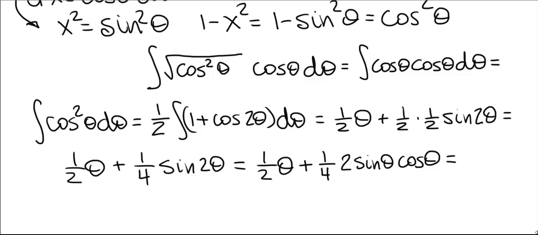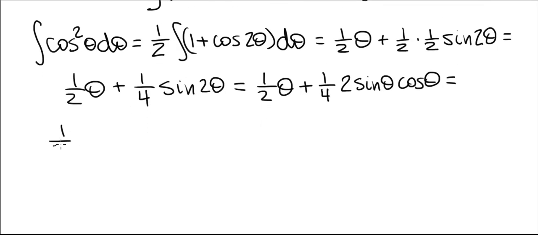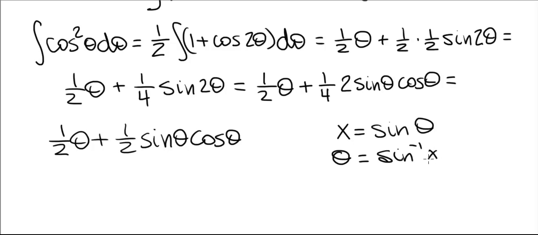And let's simplify this. We have 1/2 theta plus 1/2 sine theta cosine theta. Now we have to return to x for our final answer. Remember, our substitution was x equal to sine theta. Taking inverse sine of both sides, we find that theta is equal to inverse sine of x, which, depending on which book you're using, is also called arc sine of x. So we have the theta here. Sine theta is x, so we have this part. We just need to find what cosine theta is in terms of x.